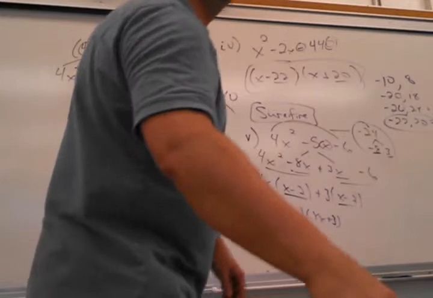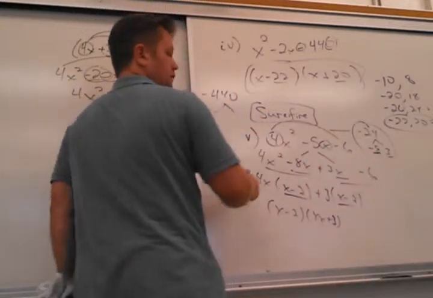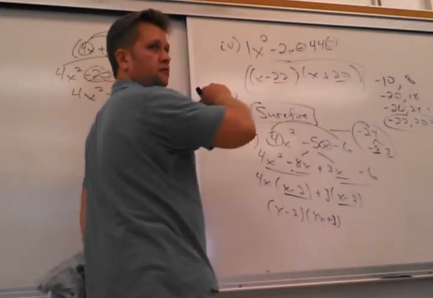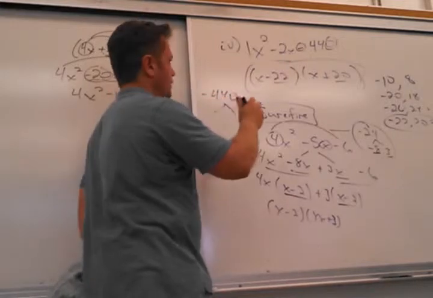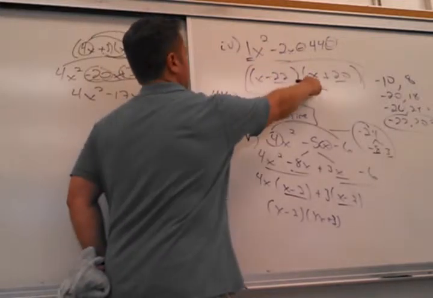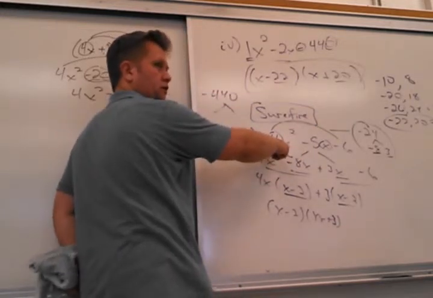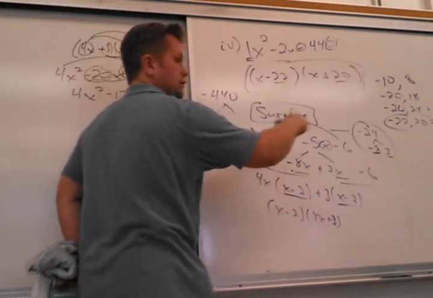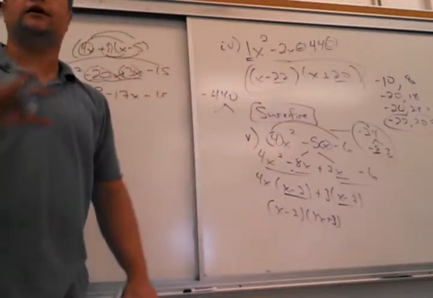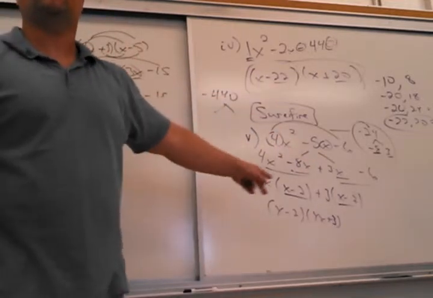How do you know when to use that method? Whenever the first number is not 1. So this number was 1, that's why this was easy. That's the only way to split x squared: x and x. How many ways can you split up 4x squared? 4x and x, or 2x and 2x, or x and 4x. That's why there's too much ambiguity. You've got to have a different way to do it.